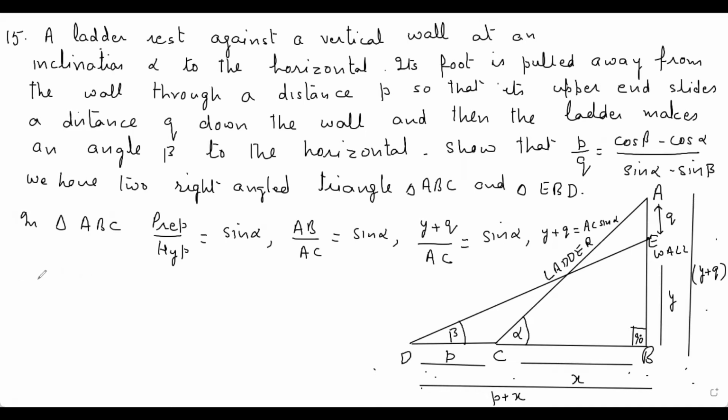Now again I am discussing this triangle ABC. First I wrote perpendicular upon hypotenuse; now I am going to write base upon hypotenuse. That is equal to cos alpha. Base here is BC, hypotenuse here is AC. BC here is x, so x upon AC is equal to cos alpha. It means x is equal to AC cos alpha.